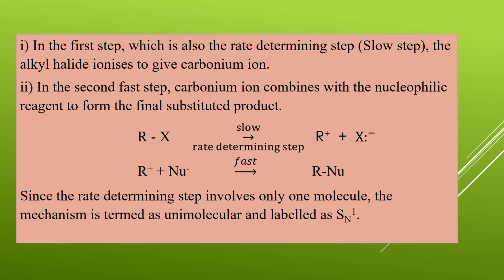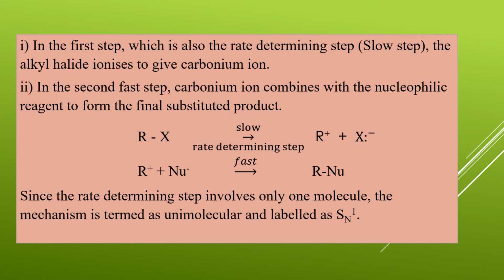Now in the first step, which is called the slow step. Generally, in a reaction, the slow step will be the rate determining step, students, the step which helps us to know the rate of reaction. So we have seen SN1 reactions take place in 2 steps. The first step is the rate determining step, which is a slow step. So what is happening in this step? The alkyl halide ionizes to give carbonium ion.